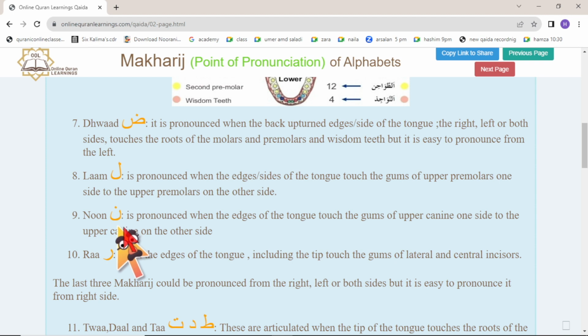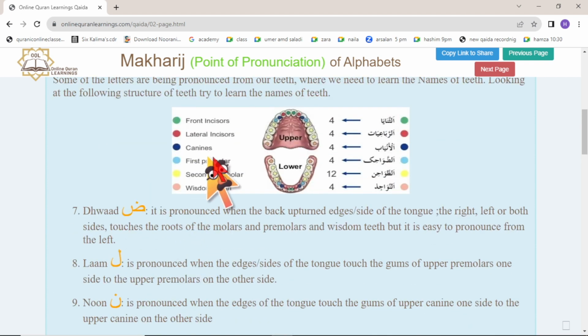So the method for pronouncing noon is when the edge of our tongue touches the gums of the upper canine on one side to the upper canine on the other side. So which one is the upper canine? Upper canines are the two teeth, one on the right of the lateral incisors and one on the left of the lateral incisor.